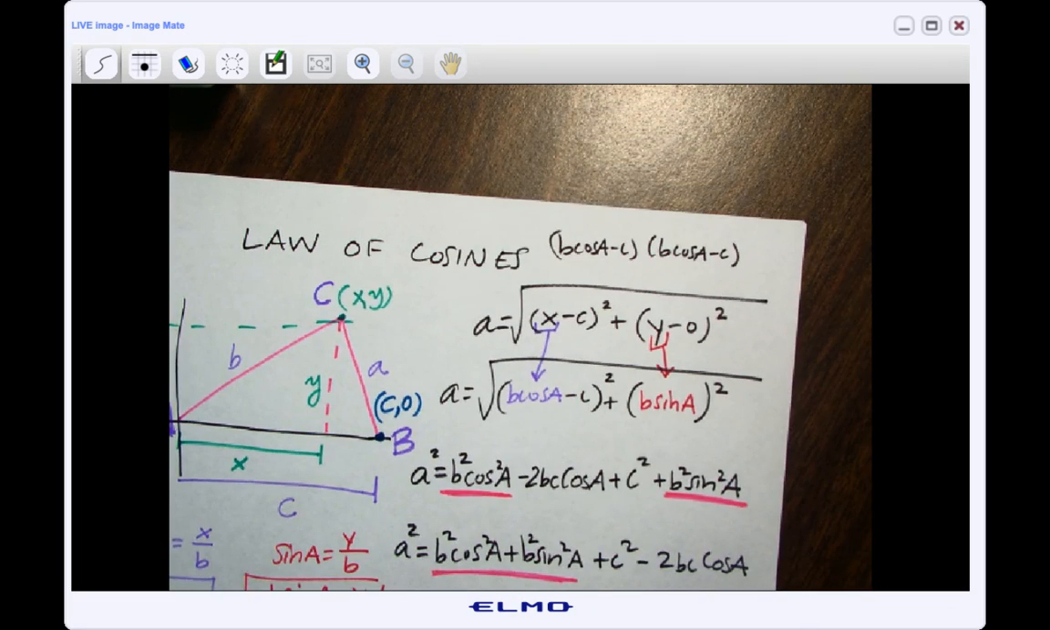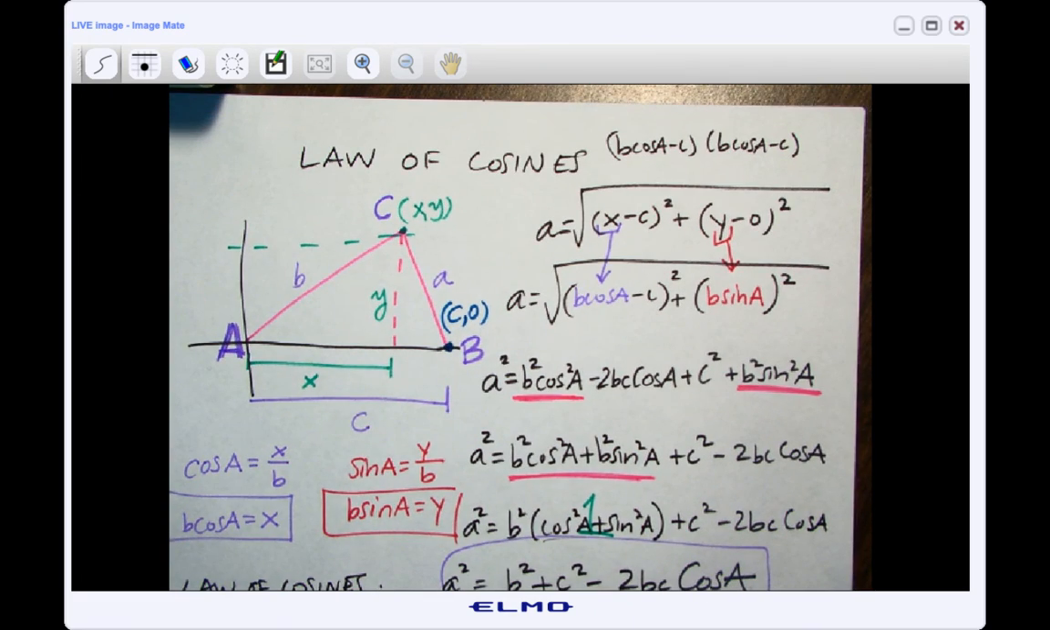Okay? What do you think? So try some law of cosines questions today and let me know how it goes.